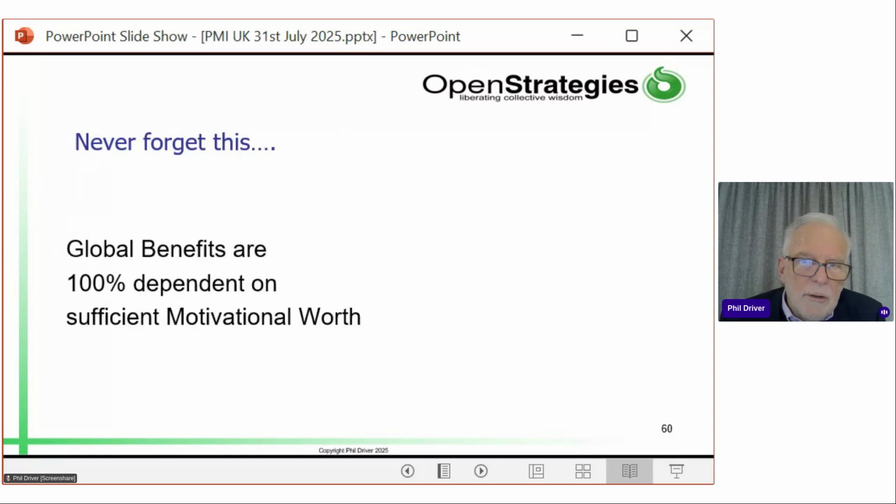So don't forget this: your global benefits, your clean air, and all the things that your government sponsor wants from your project, cannot be achieved unless the users receive enough motivational worth to actually do the uses. And that's really sobering and can be utterly debilitating if you aren't convinced that the users will come along and use things.